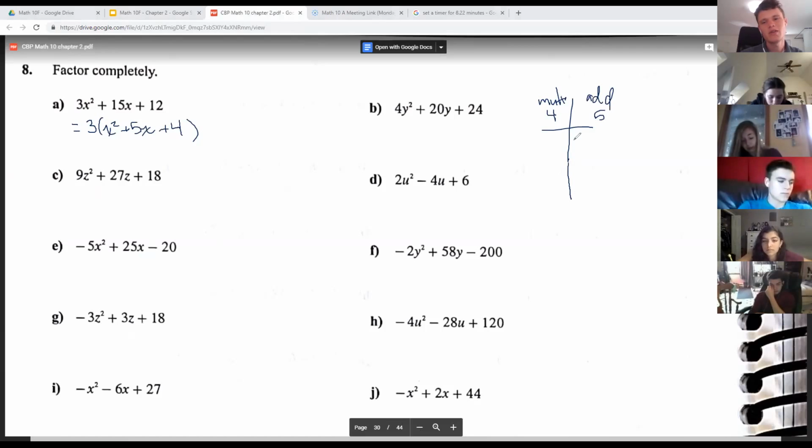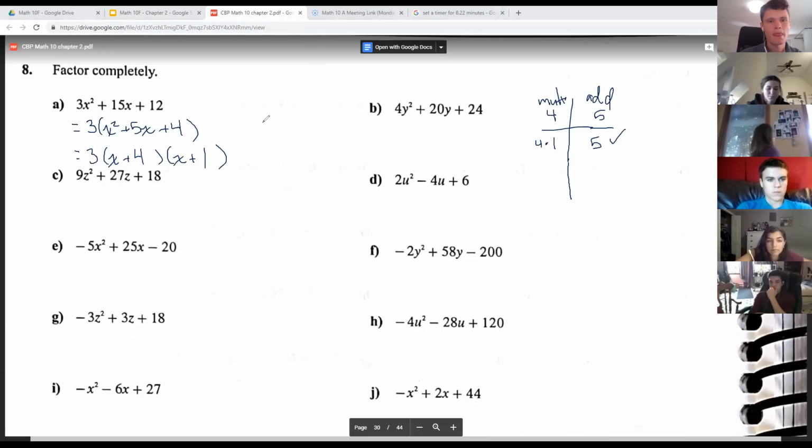And this one reminds me of one we did earlier. So this is going to be 4 times 1. 4 times 1 multiplies to 4. If we add them, we get 5. So check mark. That's it. And so what we do is we split that up. We get x plus 4 and x plus 1. Bingo.